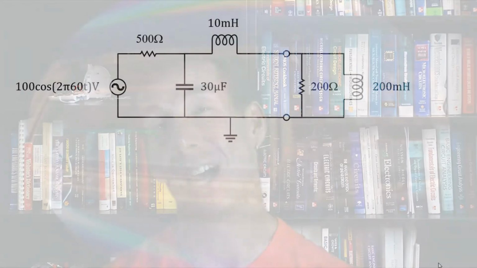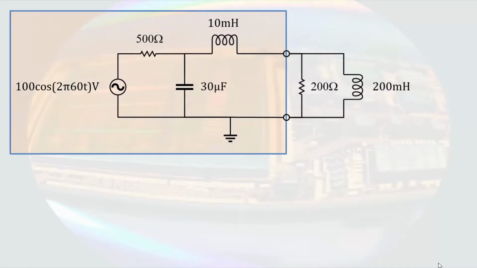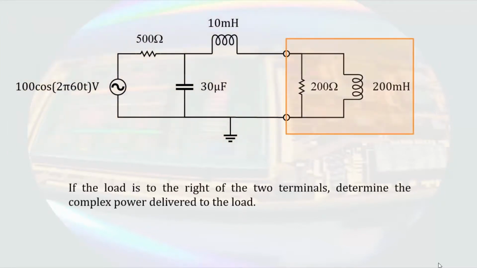We are going to begin today with a time domain circuit, and we will determine the power delivered to the load. This will allow us to practice some of our analysis skills on the way to learning more about complex power. Here we have a time domain circuit that is separated by a pair of terminals into a source circuit on the left and a load circuit on the right. In this case, I would like to determine the power that is delivered to the load.